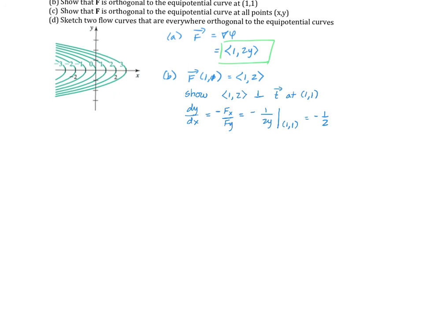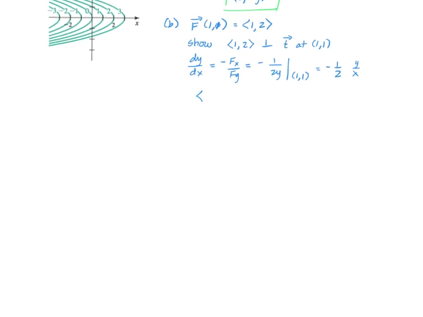So remember, that is a slope. A slope is a y over an x value. So if I write this as a y over x value, I can write this as, depending on where you want to put the negative, negative 2, 1, or the vector 2, negative 1. It doesn't really matter which one I choose. That is a tangent vector at the point 1, 1.